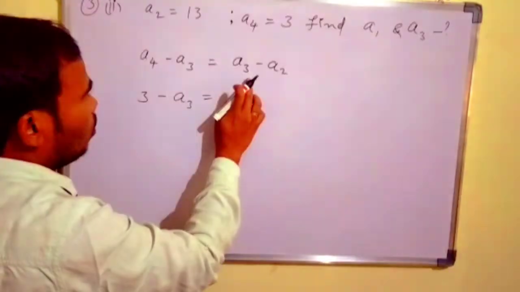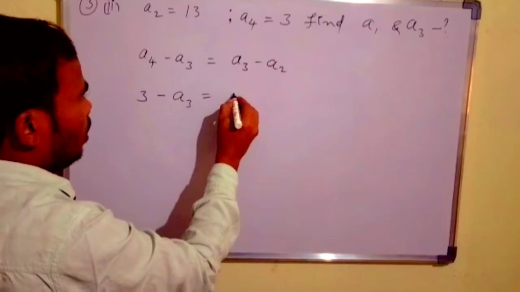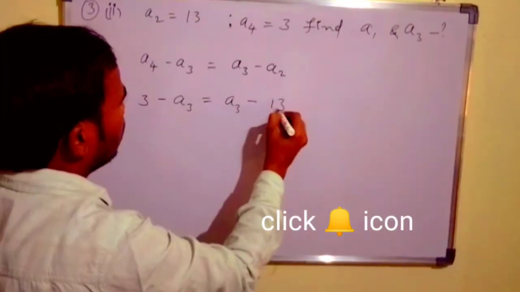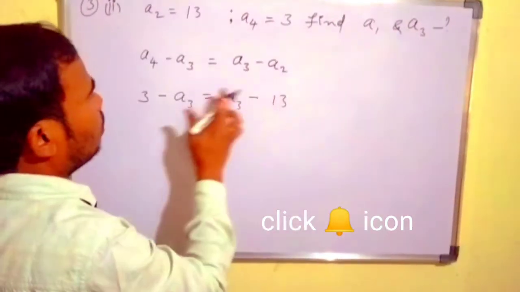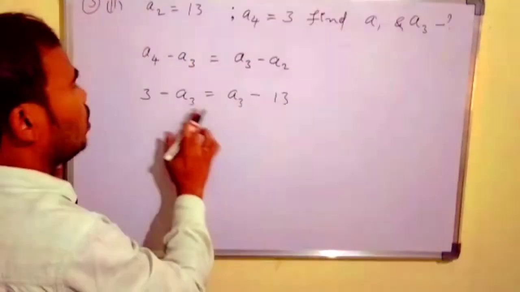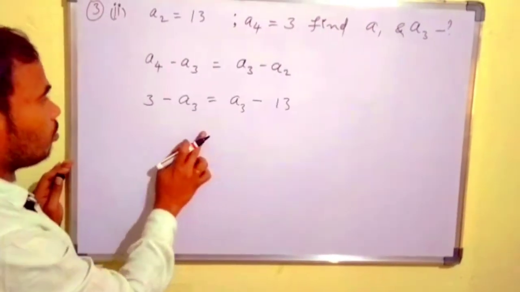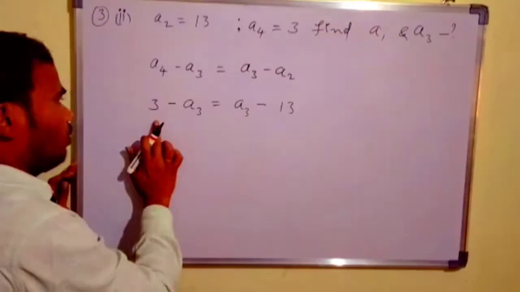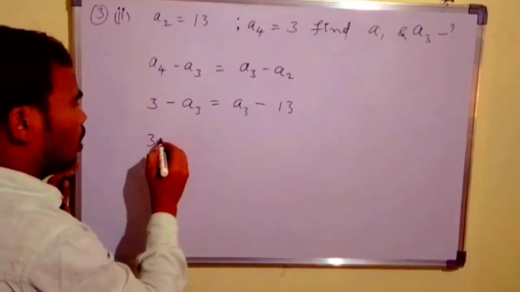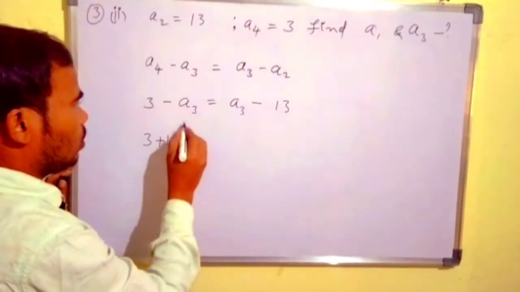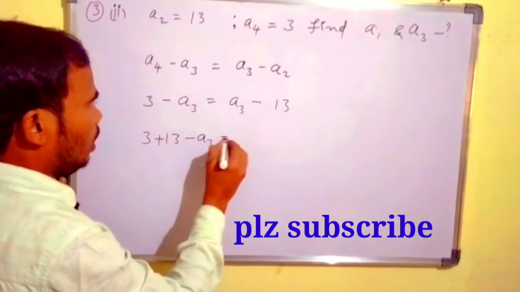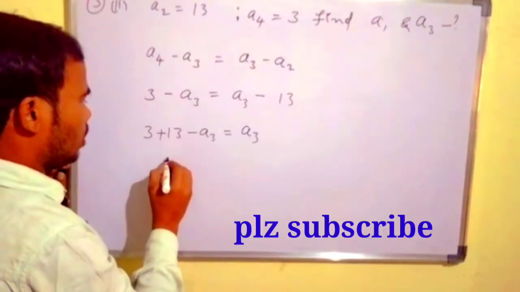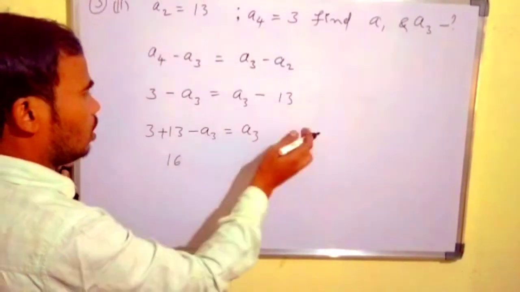Write it as it is. A3 is also not given, minus A2, which is given. That's why I am using A4 minus A3 and A3 minus A2, because the A4 and A2 values are given. So now we are finding the A3 value. Here minus 13, as given, transfers to the left side, so 3 plus 13 is 16.